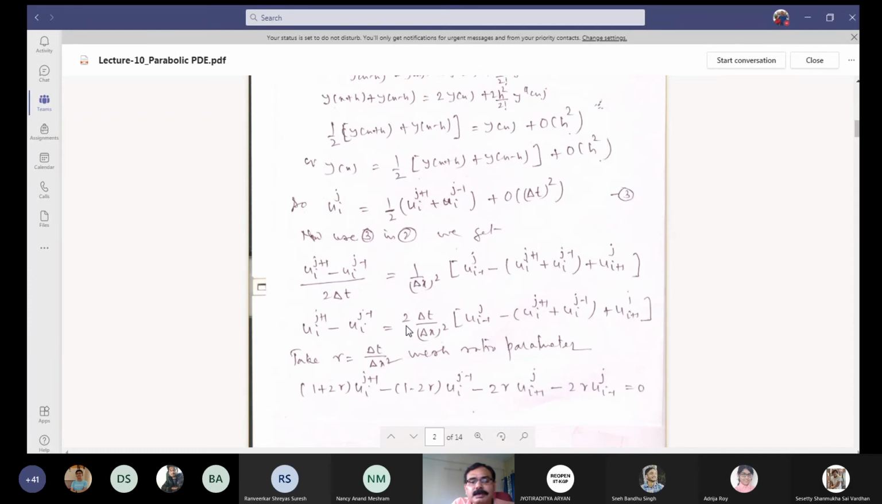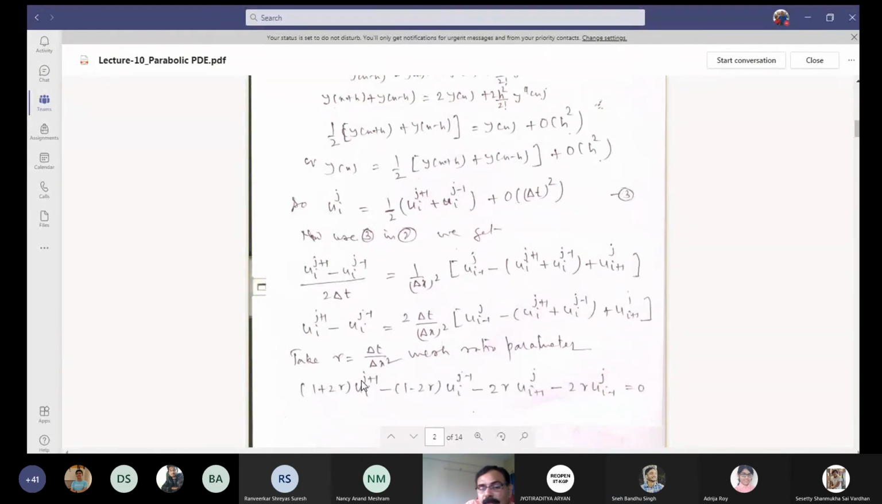So you rewrite it. Take that R as delta t by delta x square, only this part. So this is your mesh ratio, and then rewrite the whole equation. It turns out to be (1+2R)u(i,j+1) plus (1-2R)u(i,j-1) minus 2R u(i+1,j) minus 2R u(i-1,j) equal to 0. Now here is a trouble. If you take j equal to 0, you cannot, because j minus 1 is there, right? So you have to start from j equal to 1.